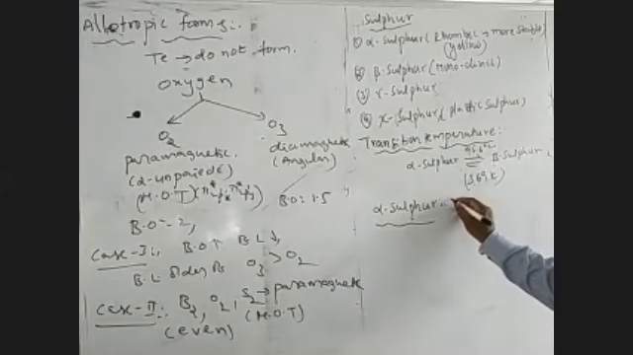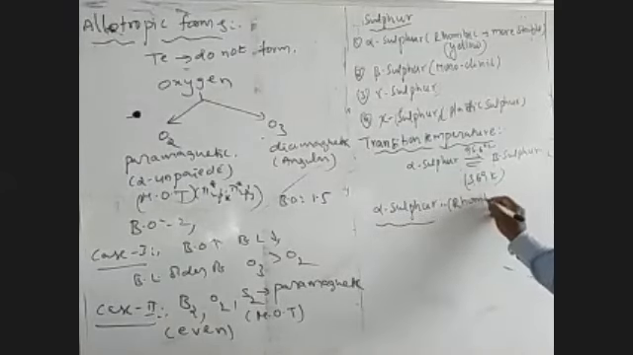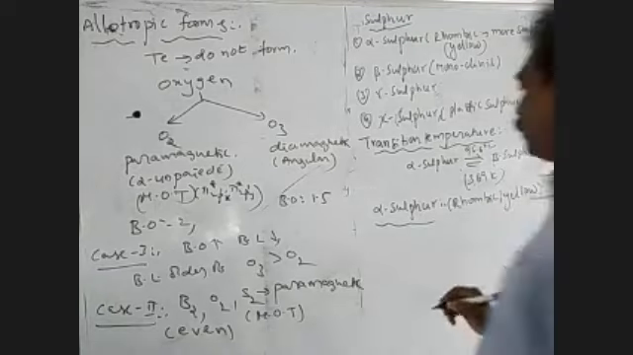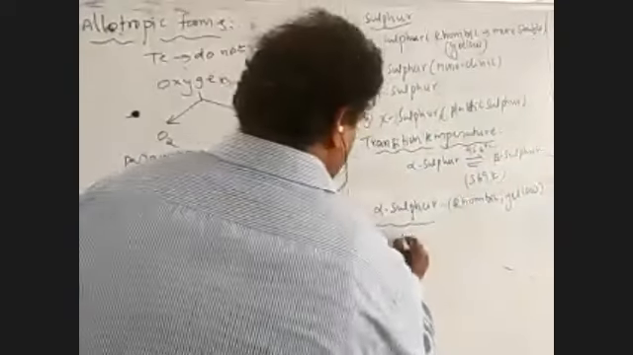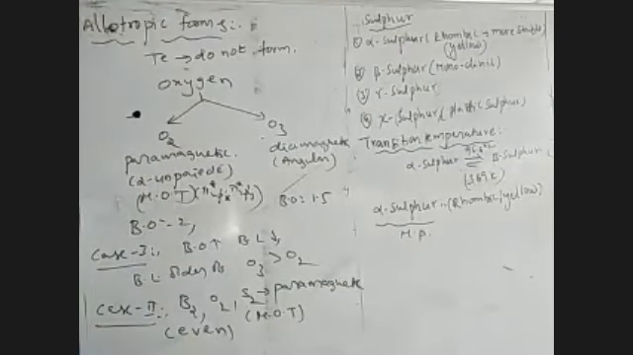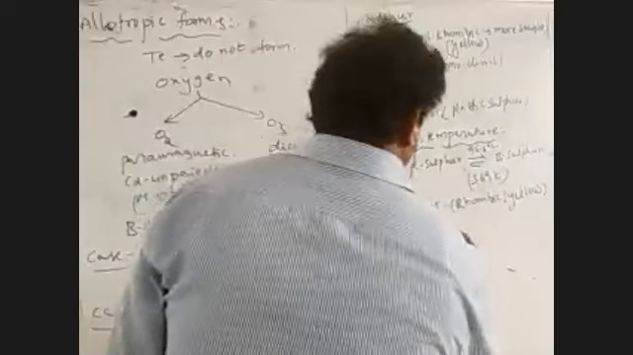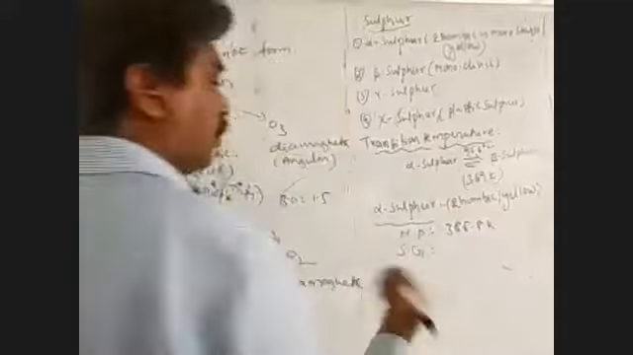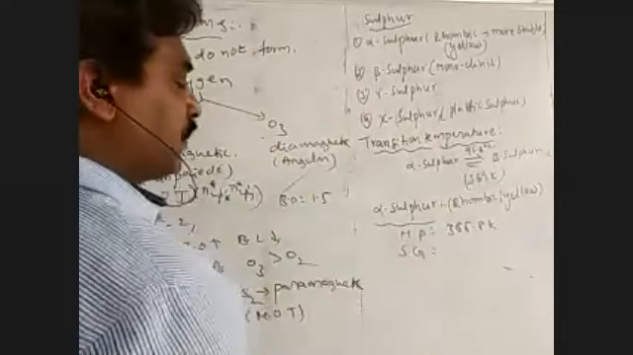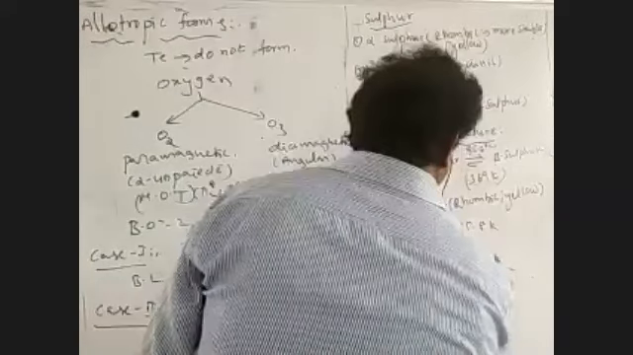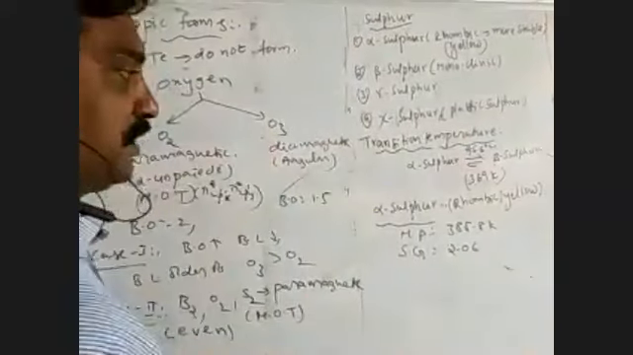Alpha sulfur is also called rhombic sulfur, or yellow rhombic sulfur. The melting point of rhombic sulfur we have to take as 385.8 Kelvin, and specific gravity, almost density. Density of a compound divided by density of water is called specific gravity. The specific gravity of alpha sulfur is taken as 2.06.